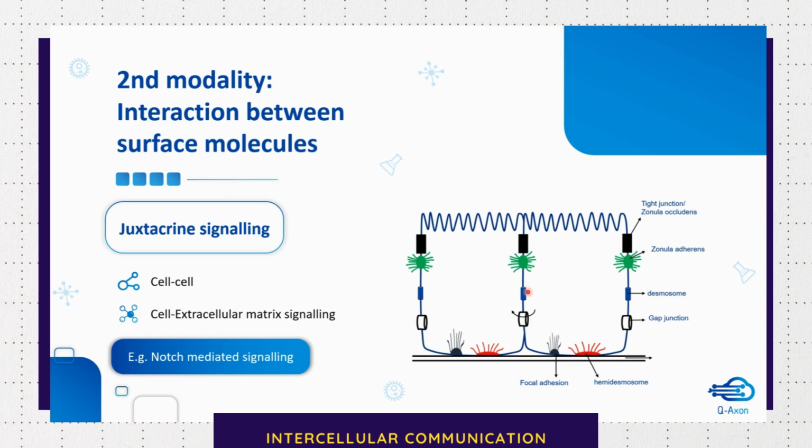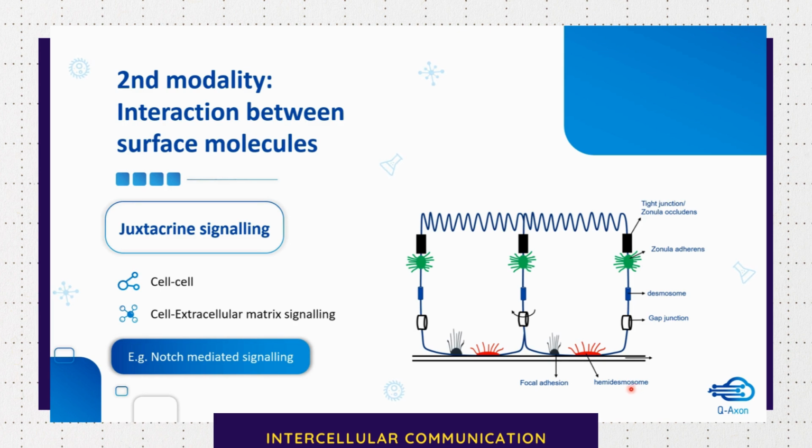Then there are what we know as anchoring junctions, shown here as zonula adherens, desmosomes, focal adhesions and hemidesmosomes. You can see that we have cell-cell junctions, making contact between the cells. So there are zonula adherens and desmosomes. Then there are cell extracellular matrix junctions, shown here, that is focal adhesions and hemidesmosomes.